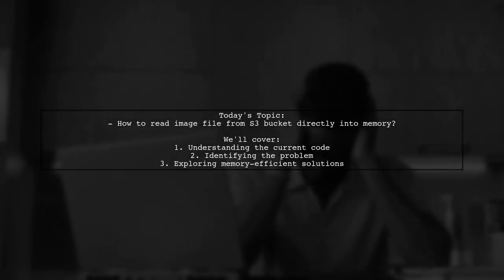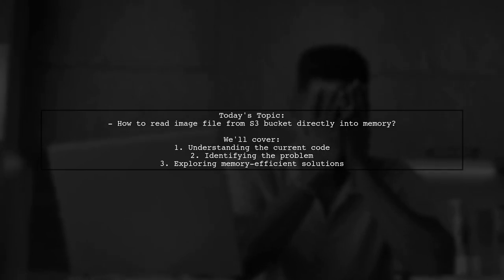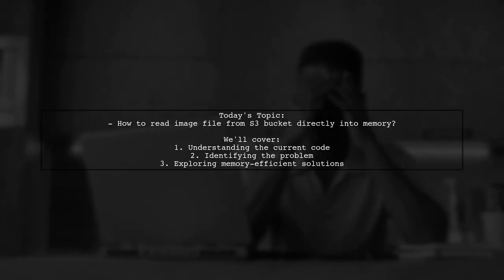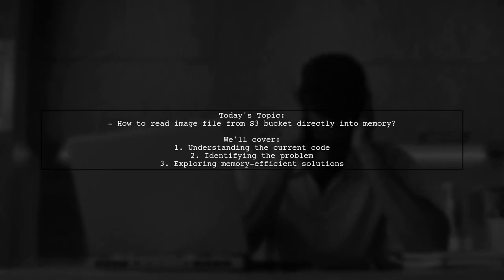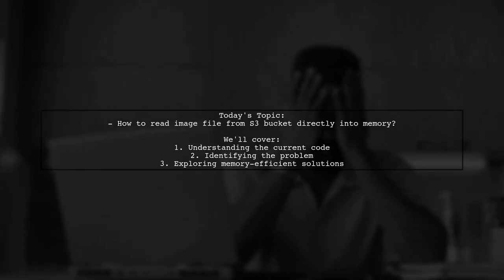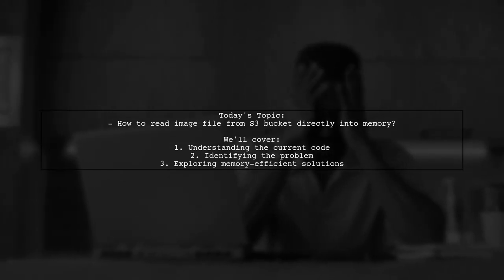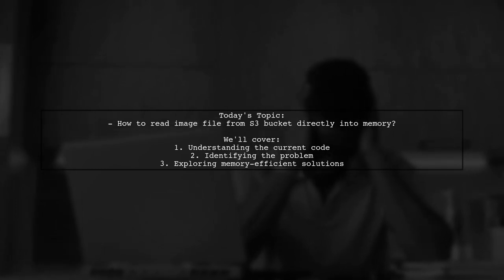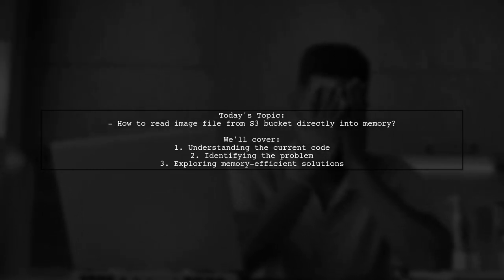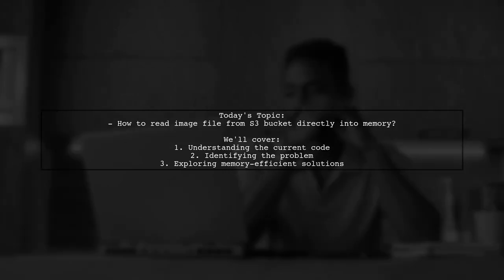Today we're tackling a question that many developers encounter when working with cloud storage. Our viewer wants to know how to read an image file from an S3 bucket directly into memory without saving it to the local directory first. Let's dive into the code they provided and explore how we can optimize this process.